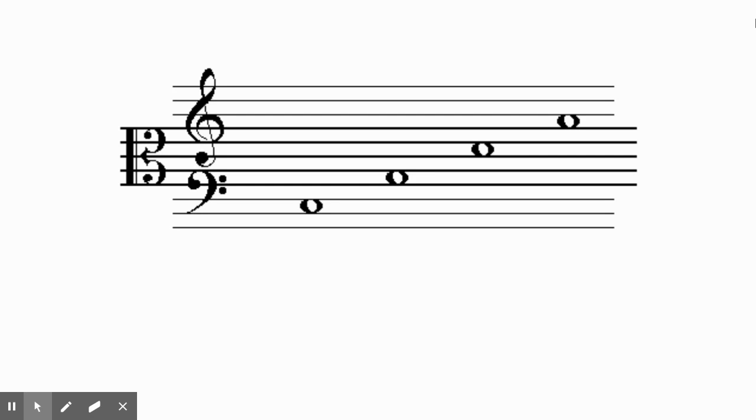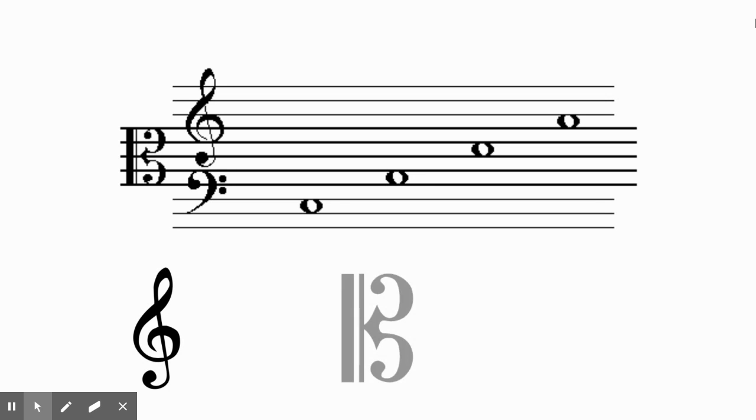This image shows the relationship between the 3 clefs. Alto clef is in the middle of treble and bass, and shares some of the low notes of treble clef and some of the high notes of bass clef. You don't really need to know this, I just think it's cool. Now let's learn about your clef.